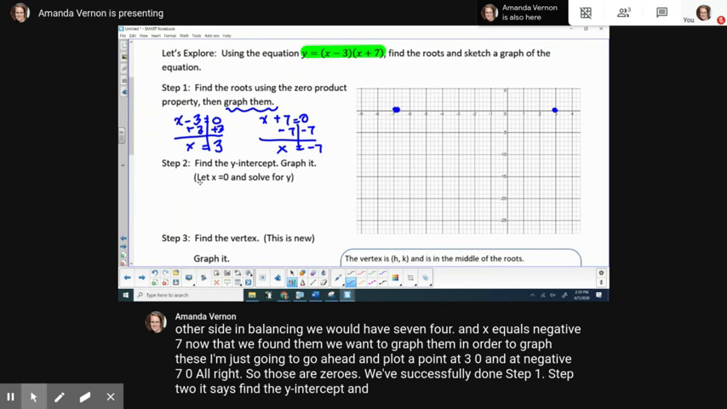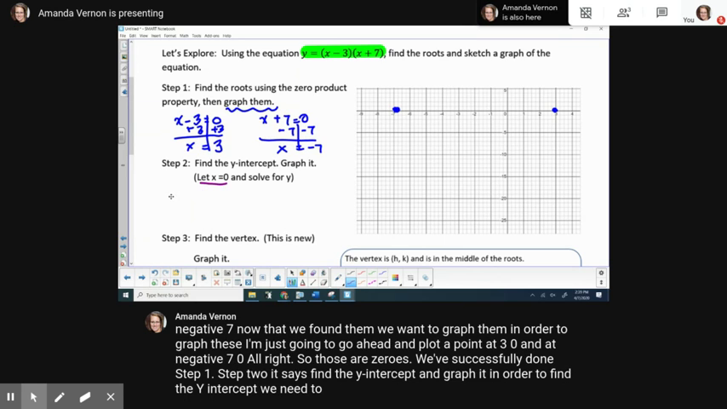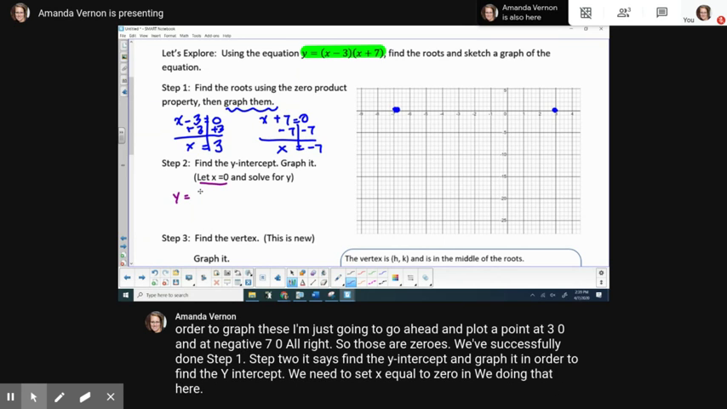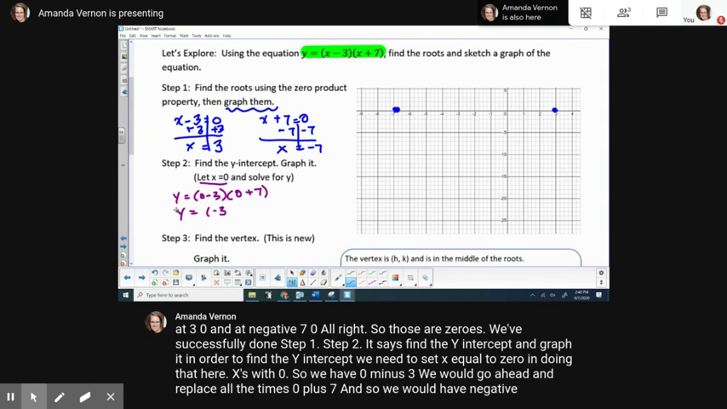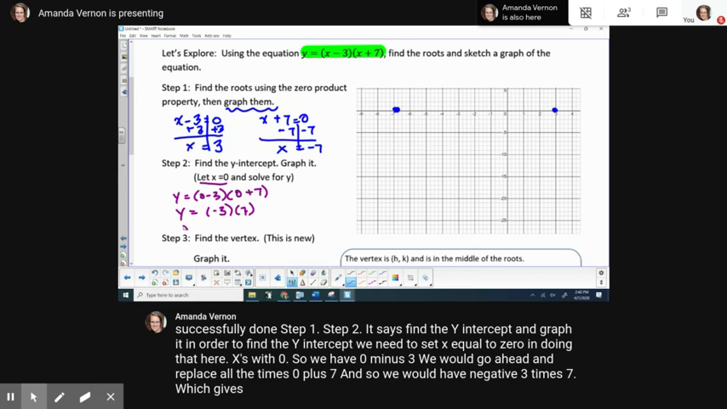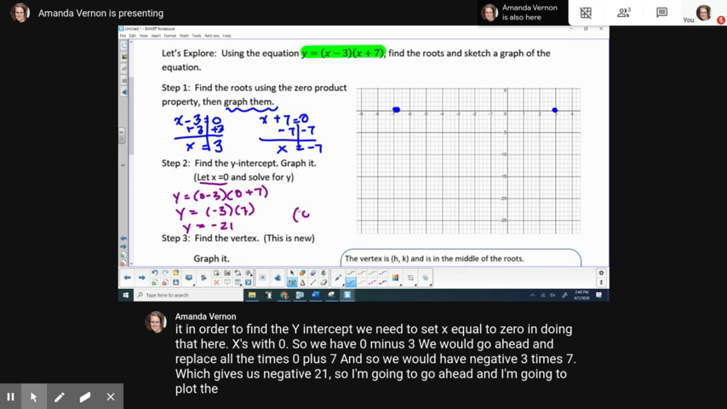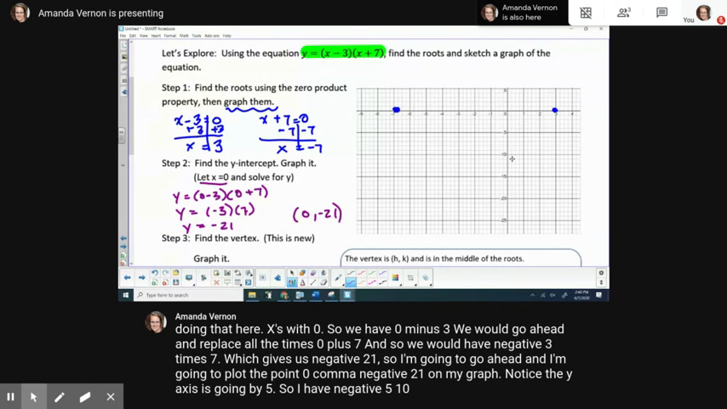In order to find the y-intercept, we need to set x equal to 0. In doing that here, we would go ahead and replace all the x's with 0. So we'd have 0 minus 3 times 0 plus 7. And so we would have negative 3 times 7, which gives us negative 21. So I'm going to plot the point 0, negative 21 on my graph. Notice that the y-axis is going by 5, so I have negative 5, 10, 15, 20. So negative 21 will be right here.